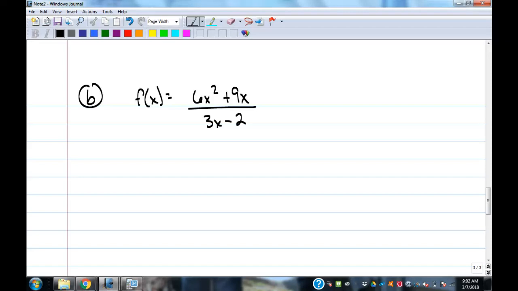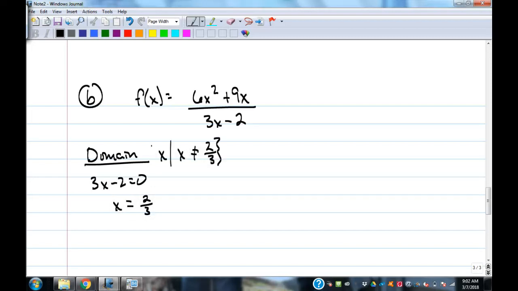So what do we do first? Domain. Is there any factoring to do in the denominator? No, that's nice. So all we're doing is setting that denominator equal to 0. And what's the x value that's restricted? 2/3. Domain. Again, it's 3x minus 2 equals 0. That gives us that x can't equal 2/3. That x does not equal 2/3. There's our domain. That was easy enough.